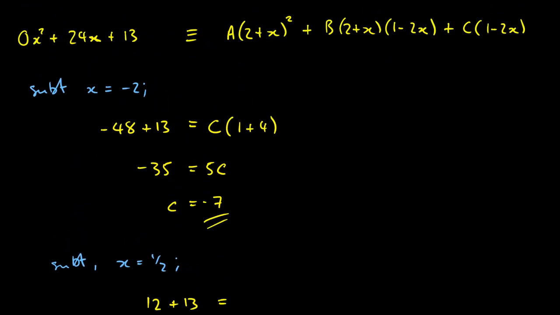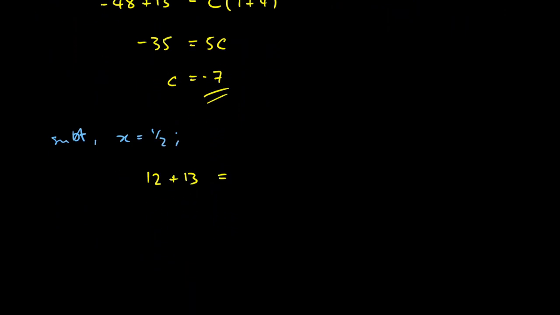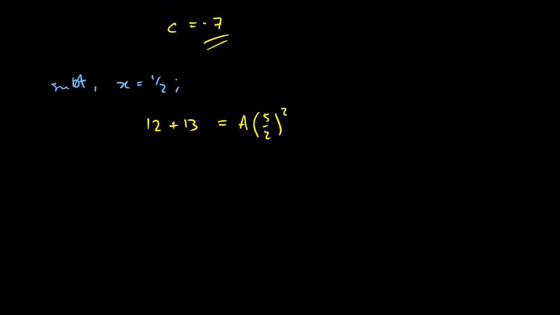And then what did I say? This bracket will become 0, and this bracket will become 0. So these two whole terms disappear, and I'm left with 2 plus a half squared times a. Now, 2 plus a half is 5 upon 2, so we've got a times 5 upon 2 all squared. So let's simplify this. Firstly, 12 plus 13 is 25, and that's going to be equal to a times 25 upon 4, and so therefore a is going to be equal to 4. Okay, so we've got A, we've got C.